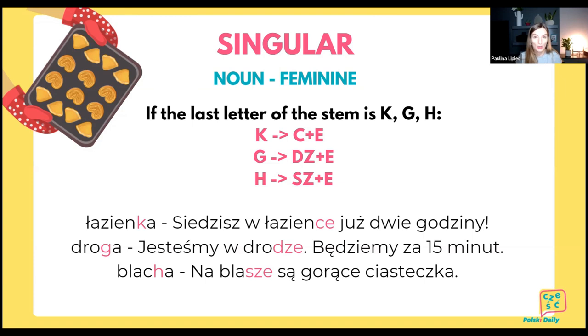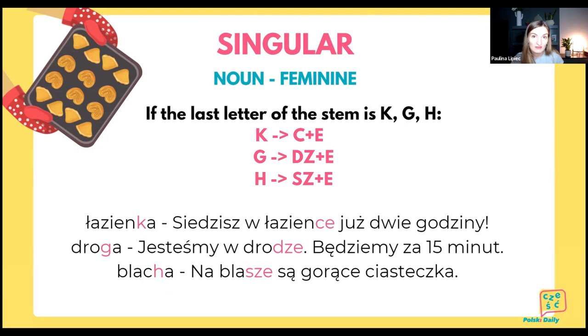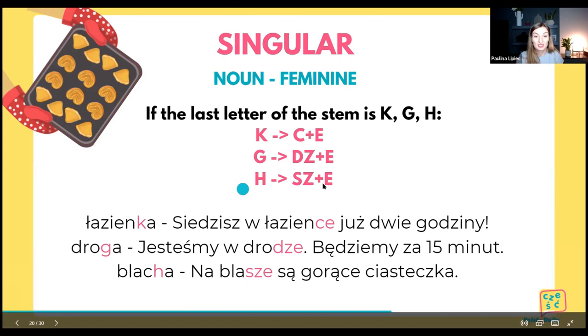Blacha. Na blasze są gorące ciasteczka. Hot cookies are on the tray. Just like here, that's blacha. There are not so many feminine words which would end in ha. You will see in the next exercise, I managed to find three, but nothing else came to my mind. So you don't have to worry so much about this rule. Worry more about K and G.